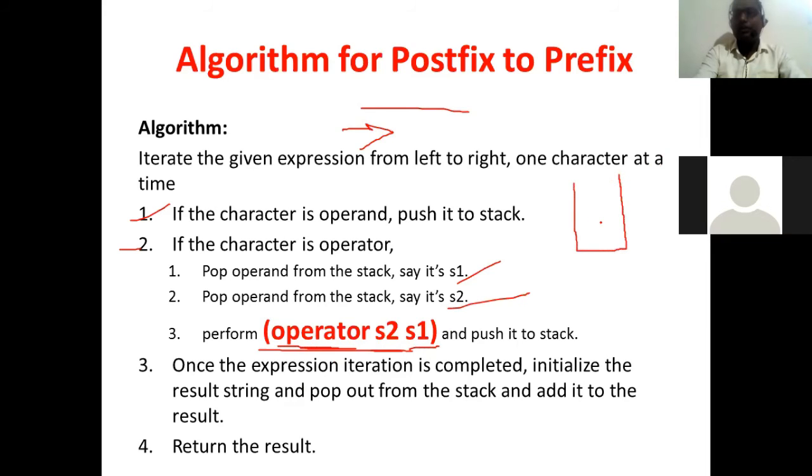Consider it. Suppose it is a stack. Suppose you already have an A value, one operand A, and another one is B. Okay. Now the operator is encountered. Suppose multiplication. Now multiplication is an operator. So what you have to do? You have to pop two elements from the stack.